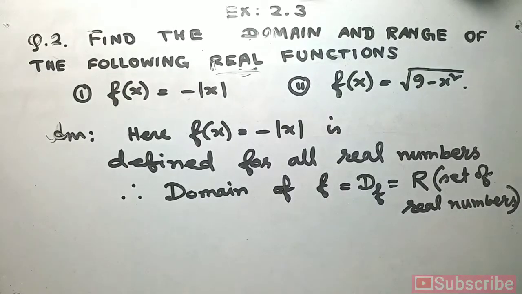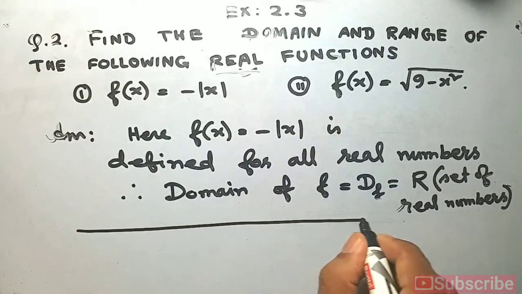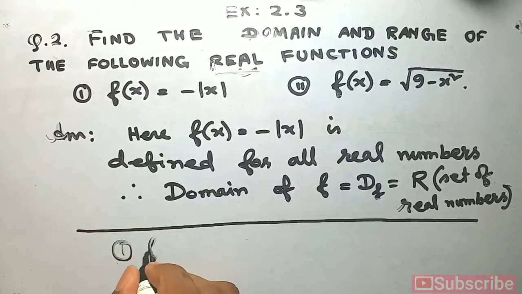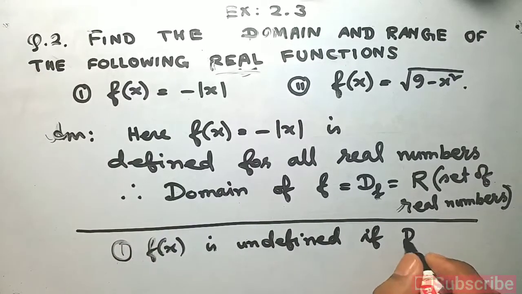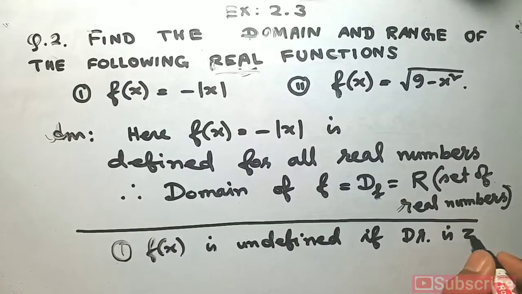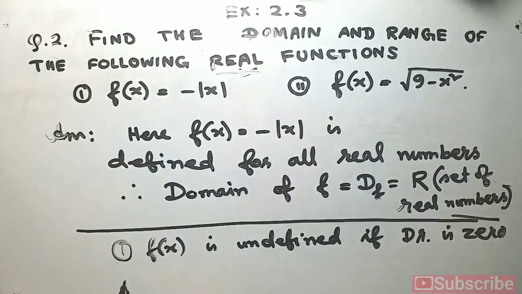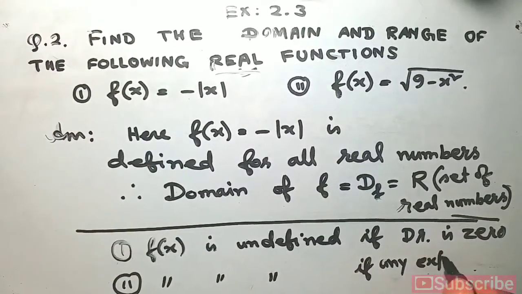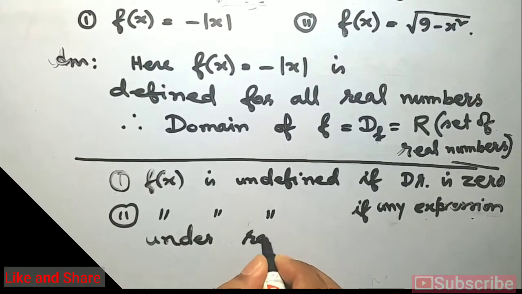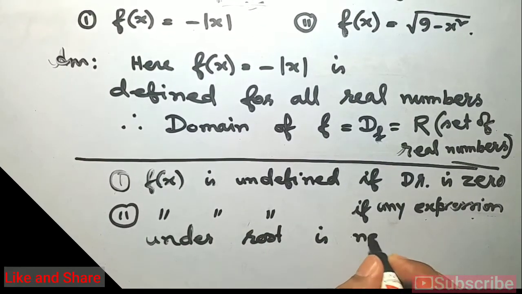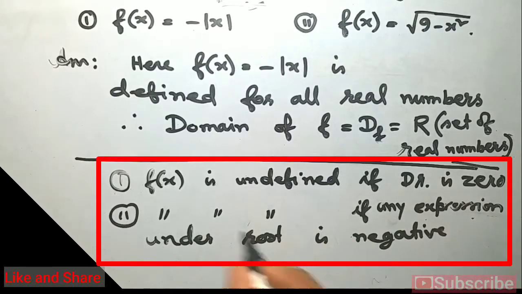Okay. So how do I know that this function is defined for all real numbers? Yes. Number 1, f(x) is undefined if denominator is 0. And number 2, real function f(x) is undefined, remember, I am talking about real function, if any expression under root is negative. In these two cases, a real function can be undefined.